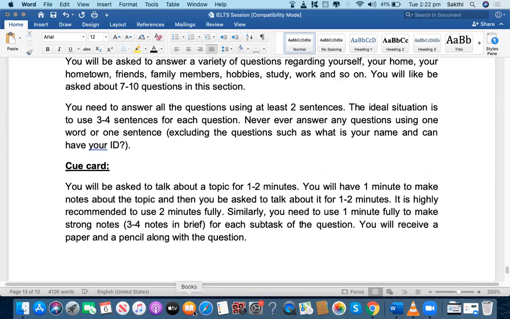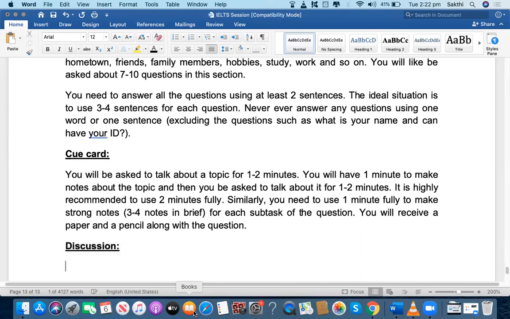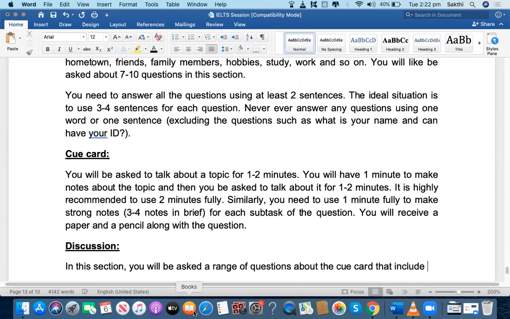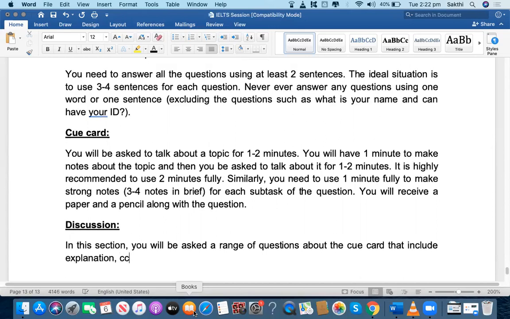All right. Let's go for the third part. That's what we call the discussion section. In this section, you will be asked a range of questions about the cue card that include explanation, comparison, recommendation, prediction, and so on.